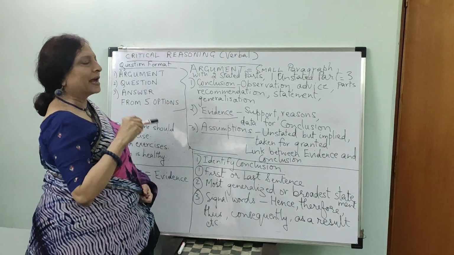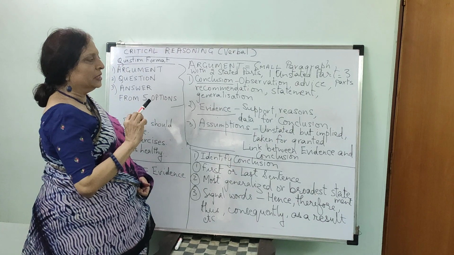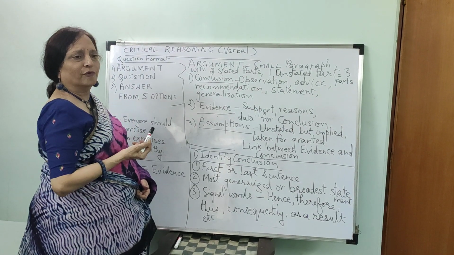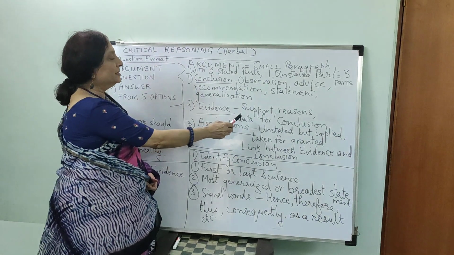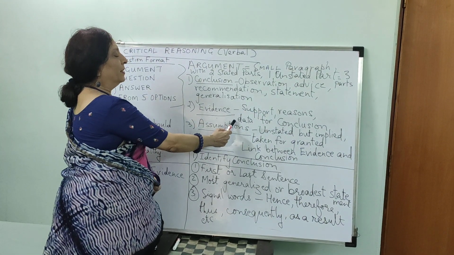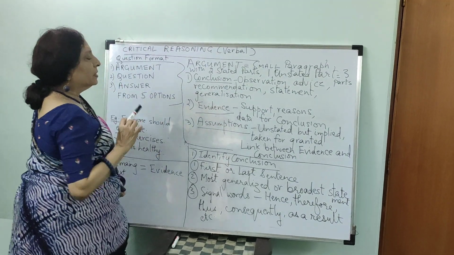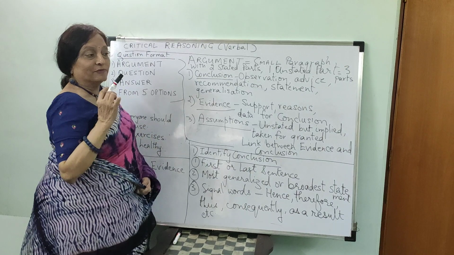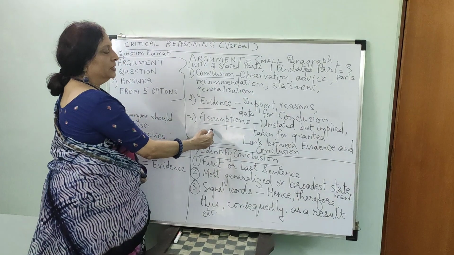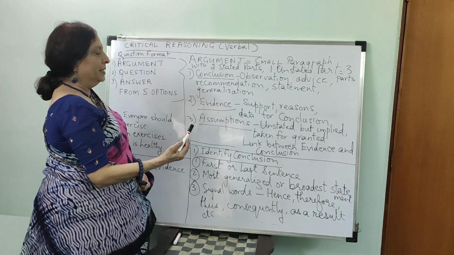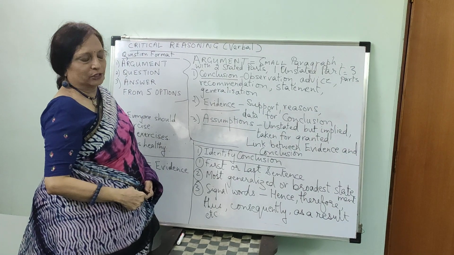Now, if we have only the conclusion, we will not have an argument, because the author needs to also give some support for saying whatever he is saying. So that is called the evidence. It is the support or reasons or data that justify the conclusion. Now, the third one, which is not stated but which is a very important part of the argument, is called assumptions. These are unstated but implied, taken for granted, and they form a link between evidence and conclusion.